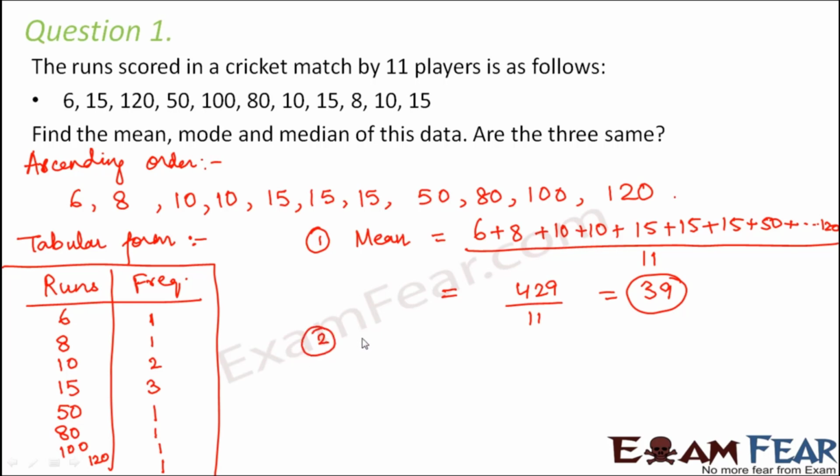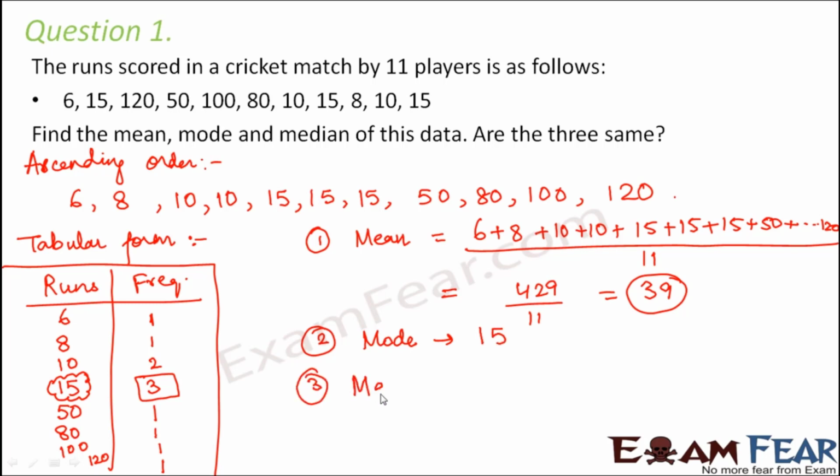Next we have to find the mode. Mode represents the data with maximum frequency. So let's look at the frequency distribution table. This is the maximum frequency. Which data corresponds to the maximum frequency? It is 15. Therefore the mode will be 15.